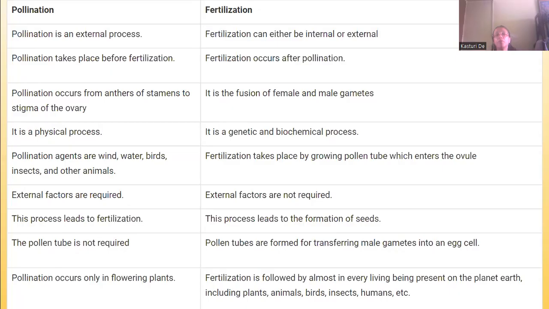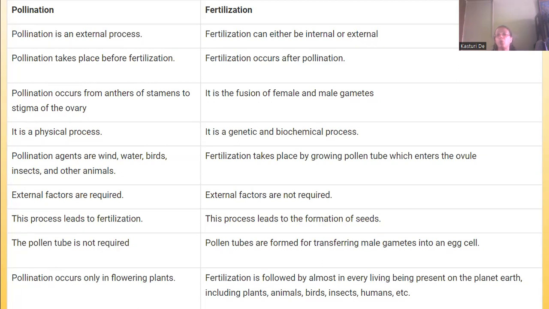More points are there. Now we come to the pollination and fertilization difference. Pollination is an external process, whereas fertilization can be internal or external. Okay? Pollination takes place before fertilization. Fertilization takes place after pollination. Pollination occurs from anthers of the stamens to the stigma of the ovary, whereas fertilization takes place by the fusion of the male and the female gametes. Pollination is a physical process, whereas fertilization is a genetic and biochemical process.